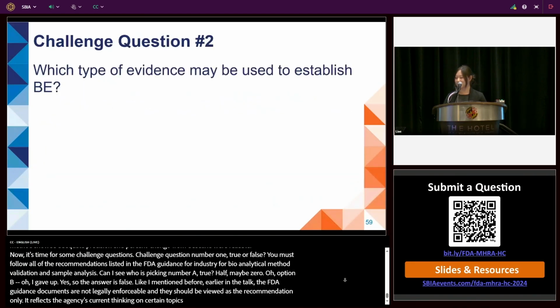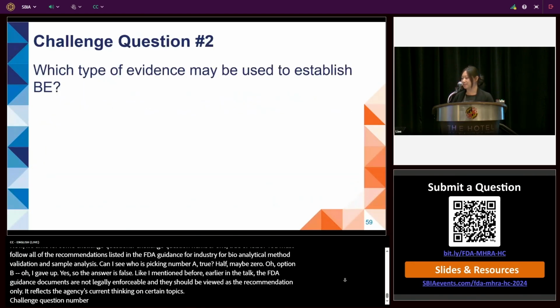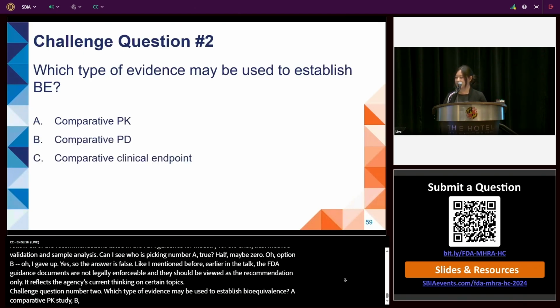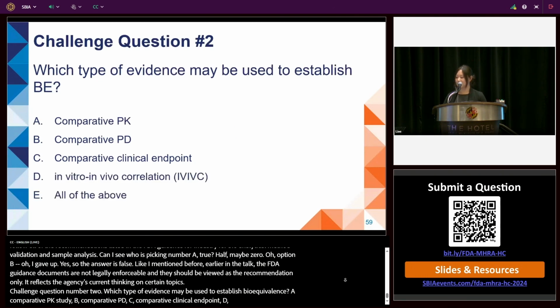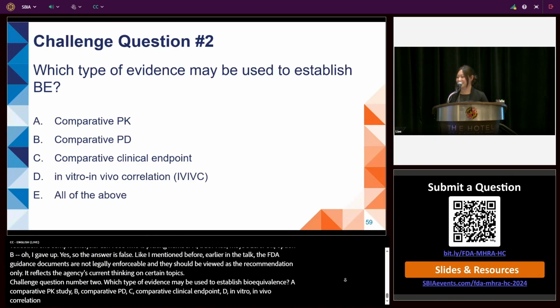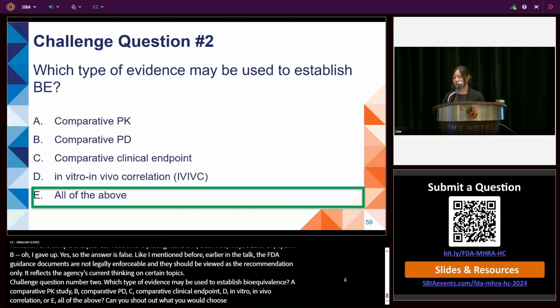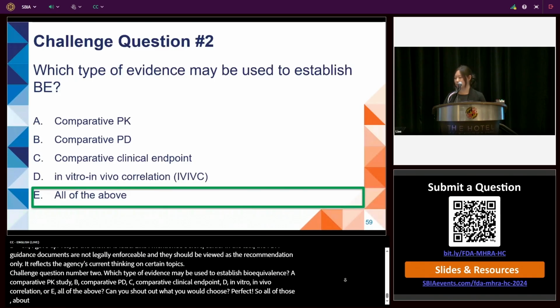All right, challenge question number 2. Which type of evidence may be used to establish bioequivalence, BE? A, comparative PK study. B, comparative PD. C, comparative clinical endpoint. D, in vitro in vivo correlation, IVIVC. Or E, all of the above. Can you guys just shout out what you would choose? Perfect. So all of those 4 study types could be used as evidence to demonstrate bioequivalence.